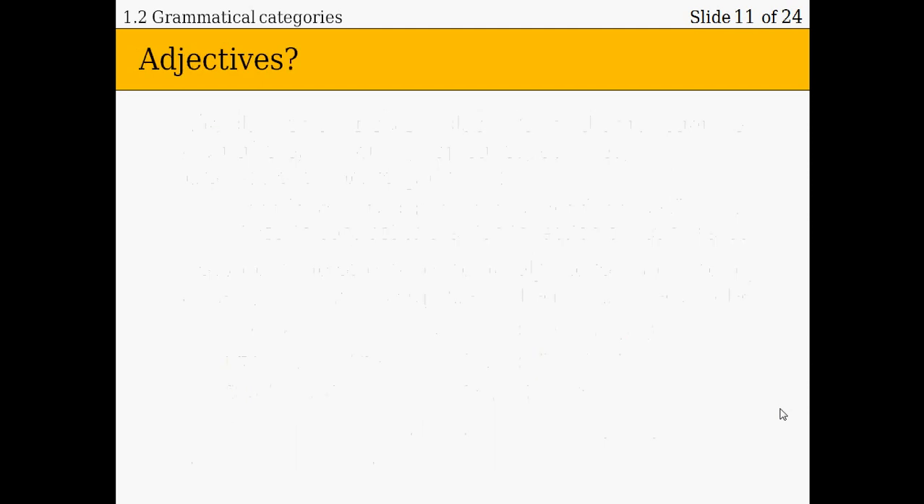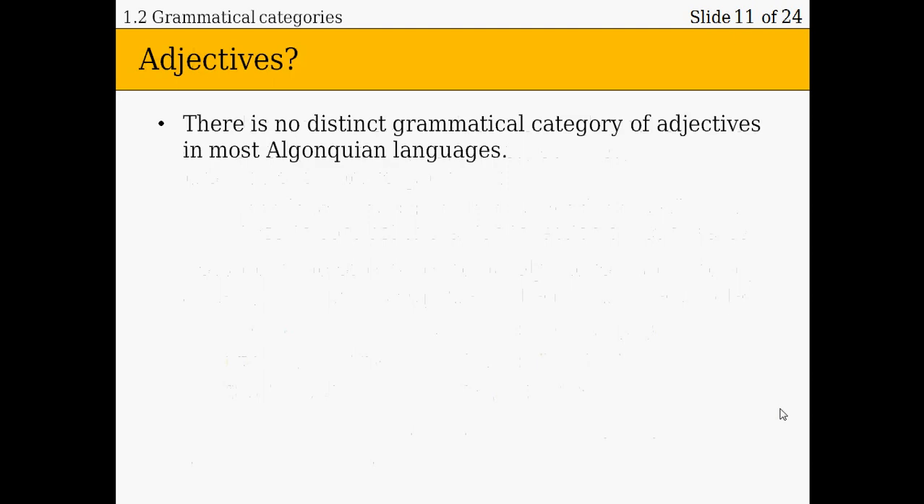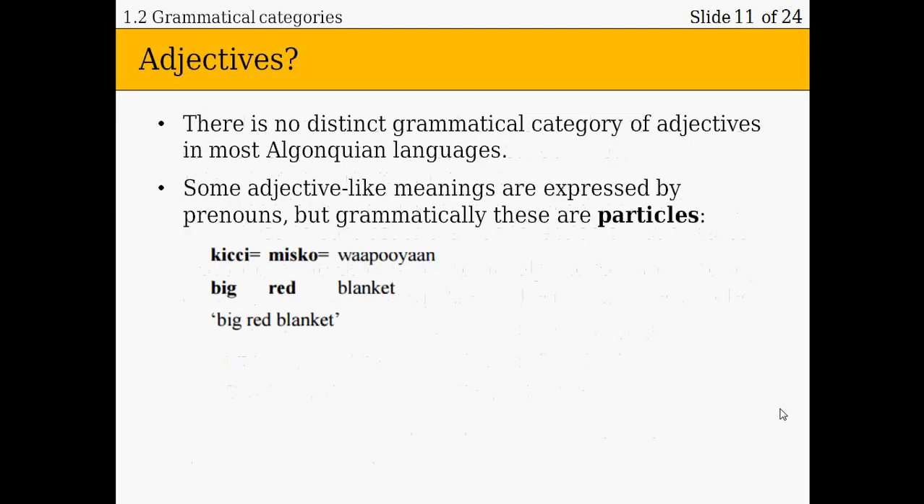A question you might ask is, we've talked about a lot of categories: nouns, verbs, pronouns, particles. What about adjectives? We often think of adjectives as a fairly basic part of speech in many languages, but Algonquian languages don't have a distinct grammatical class of adjectives. There are, of course, words that have adjective-like meanings. So the prenouns that we saw in the previous slide, gitche, which means big, and misko, which means red. But these are just particles in grammatical terms. They don't behave any differently from any other particles.